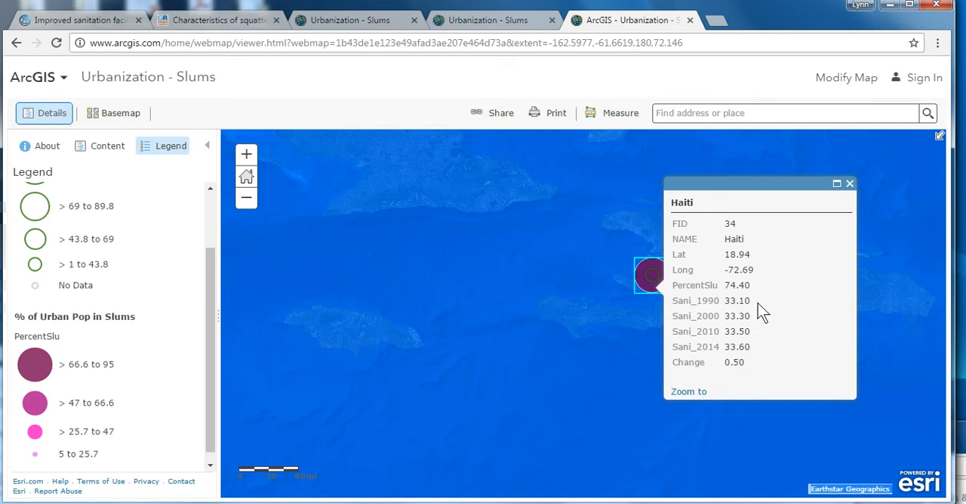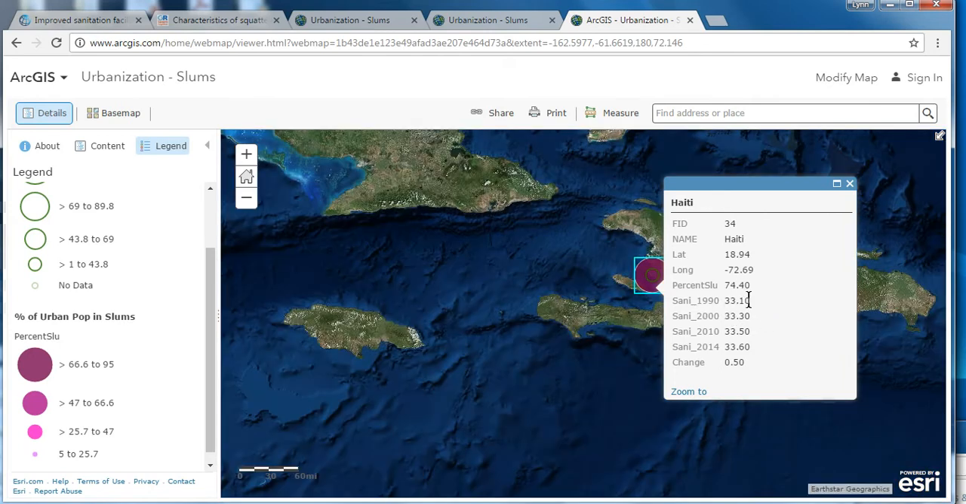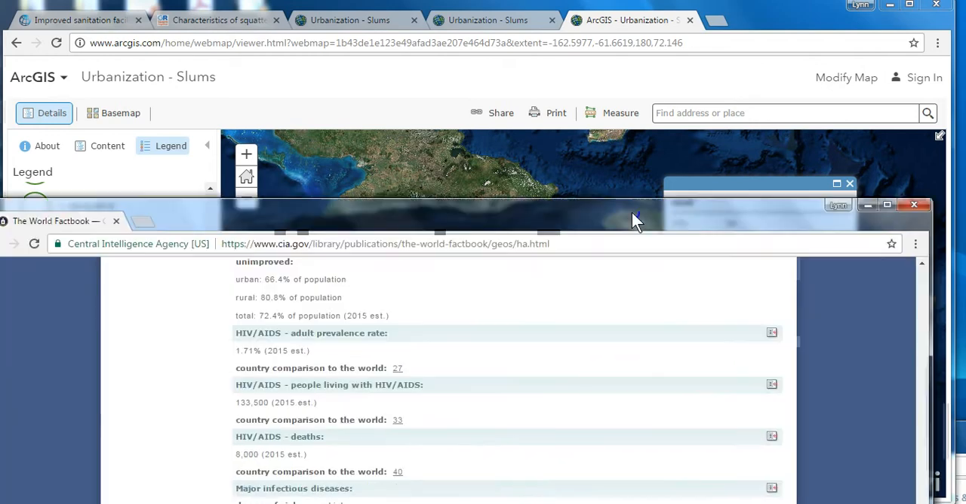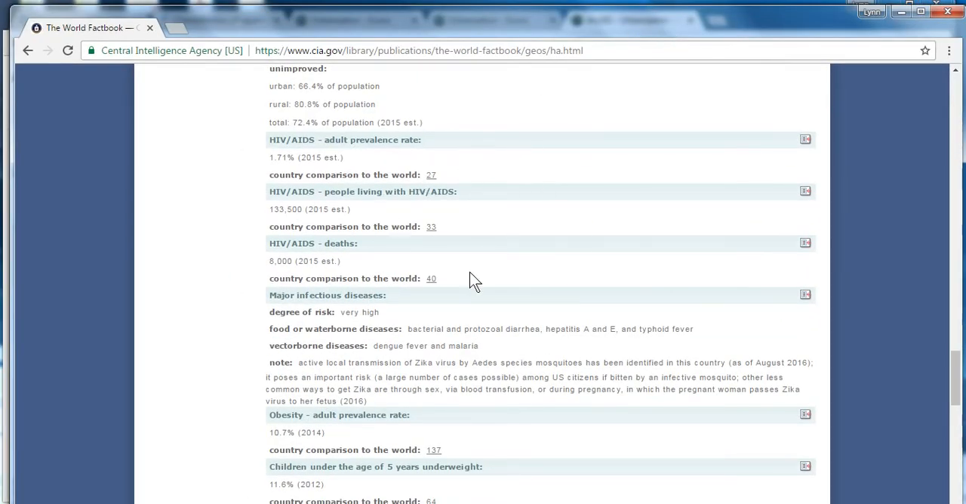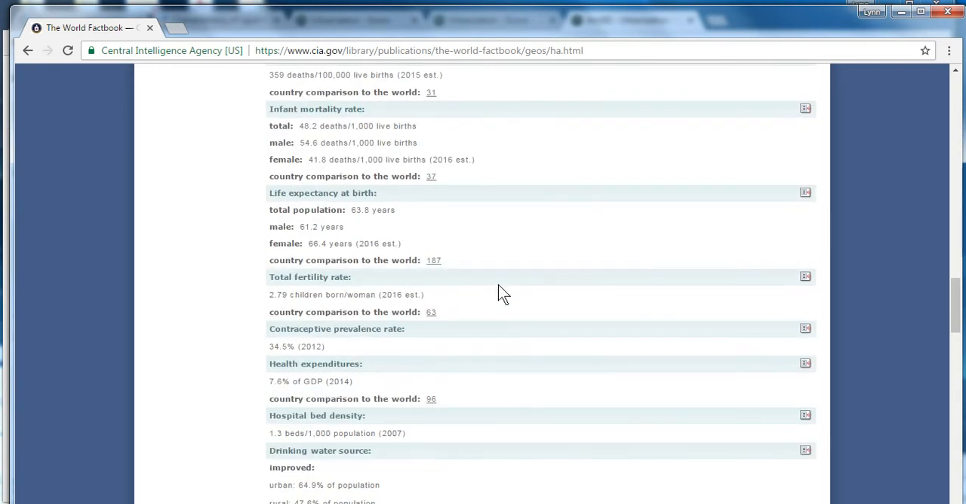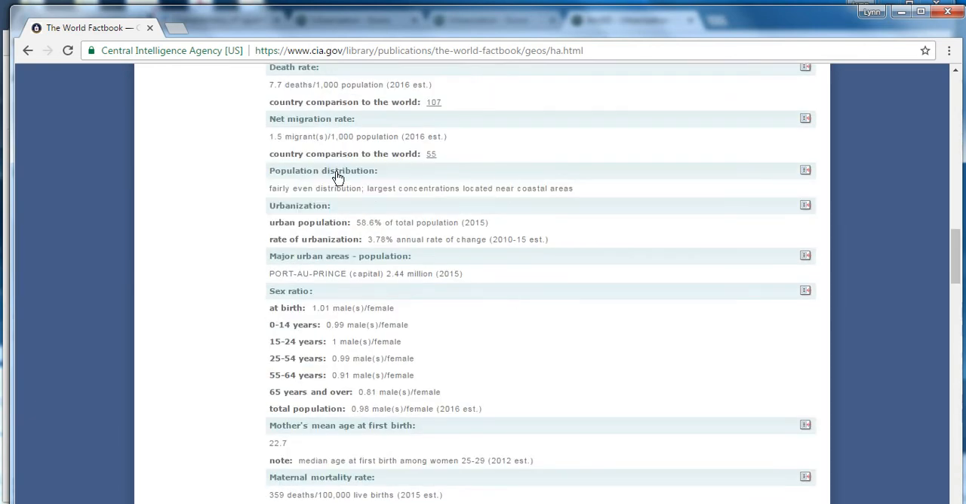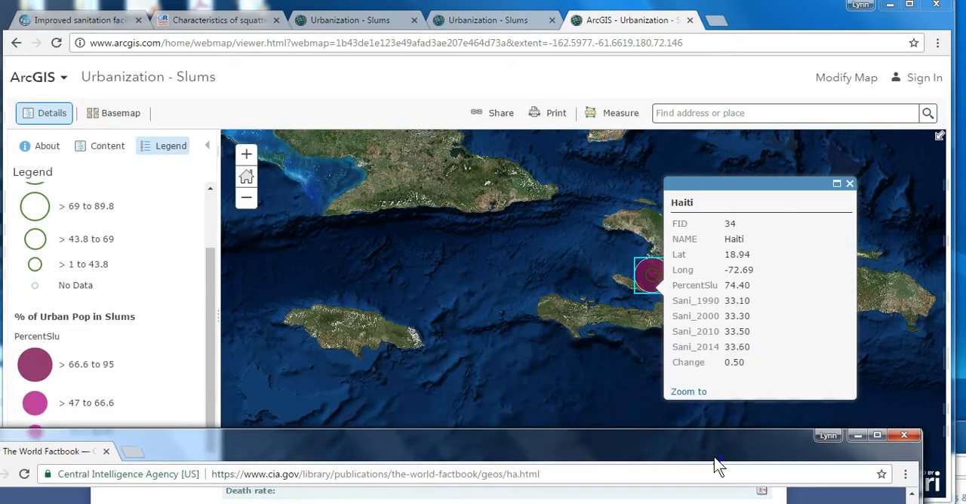And then I can look at the sanitation change. Boy, it hasn't changed very much in the last several years. It's only like 0.5% of change. Well, when we look at Haiti's statistics here, under urbanization, I'm seeing that only 58% of the population is in urban areas. That's a lot less than Mexico. The rate of urbanization is definitely higher. It's 3%. So why is this lag in Haiti?